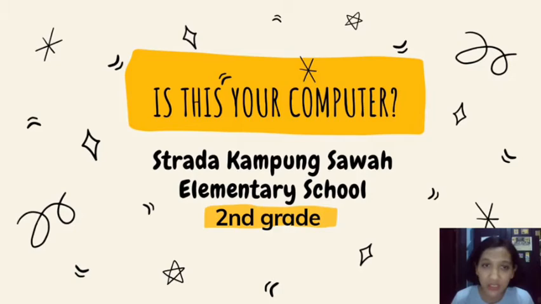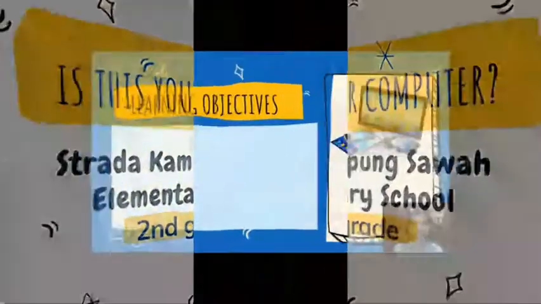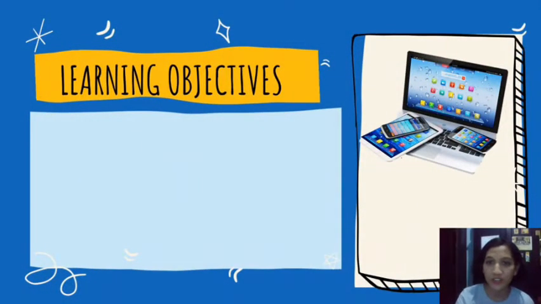Before we go further, can you read the title first? Is this your computer? So, what are we going to learn? Please check it out. Okay, so can you see the picture here? What is this? Yeah, this is a kind of gadget or electronic item. You can see there is a laptop, a handphone or cell phone, and a tablet.